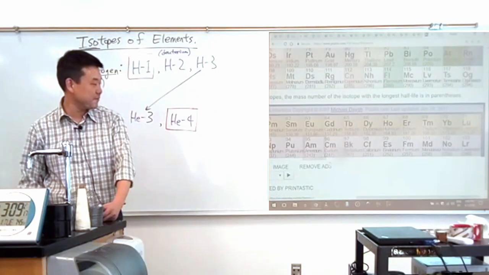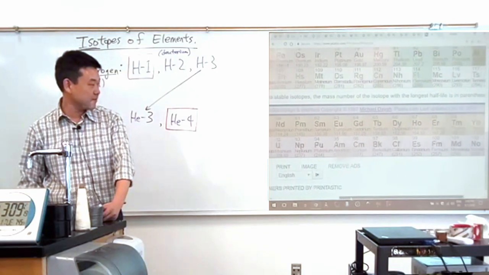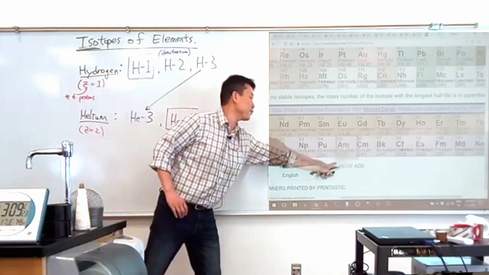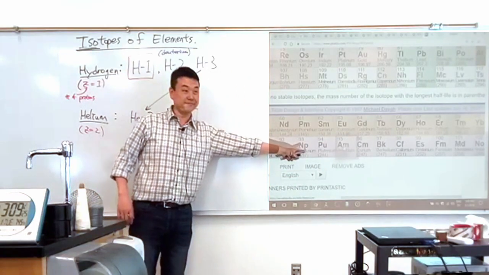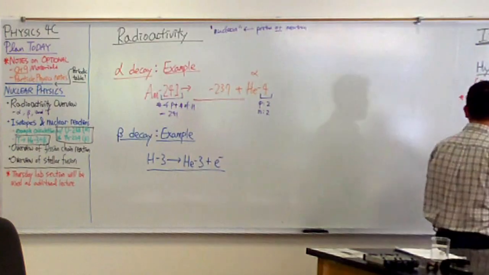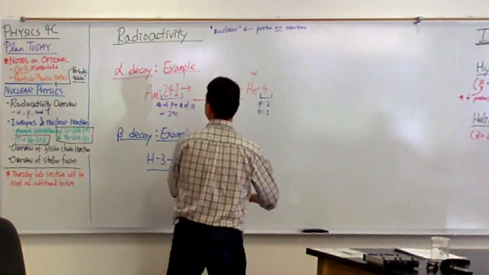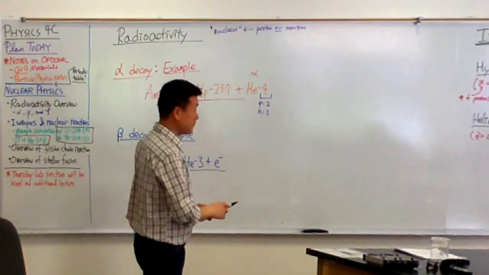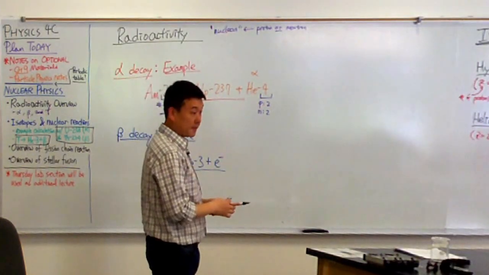Okay, here's the americium. Okay, I think it decays into neptunium. That's americium. Take away 2 protons, you get neptunium. So what americium decays into is neptunium-237. So this is an example of alpha decay.